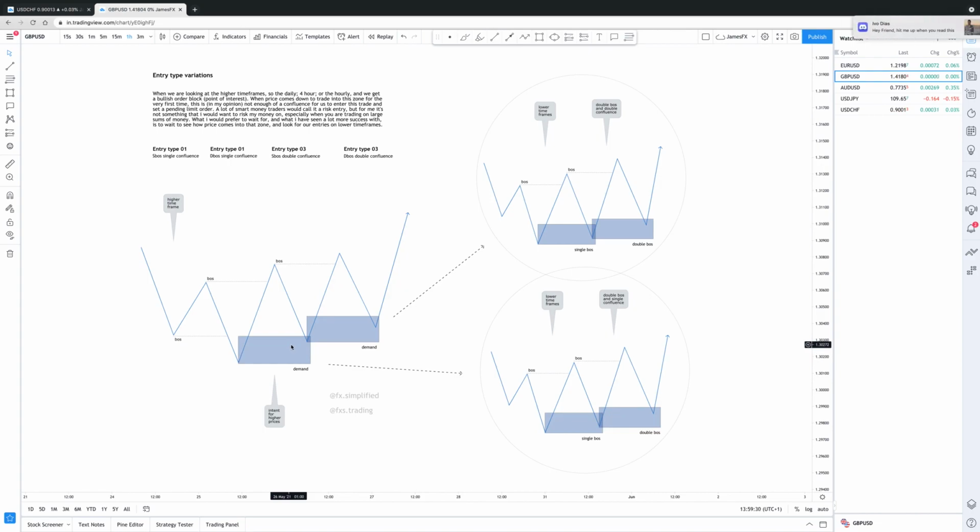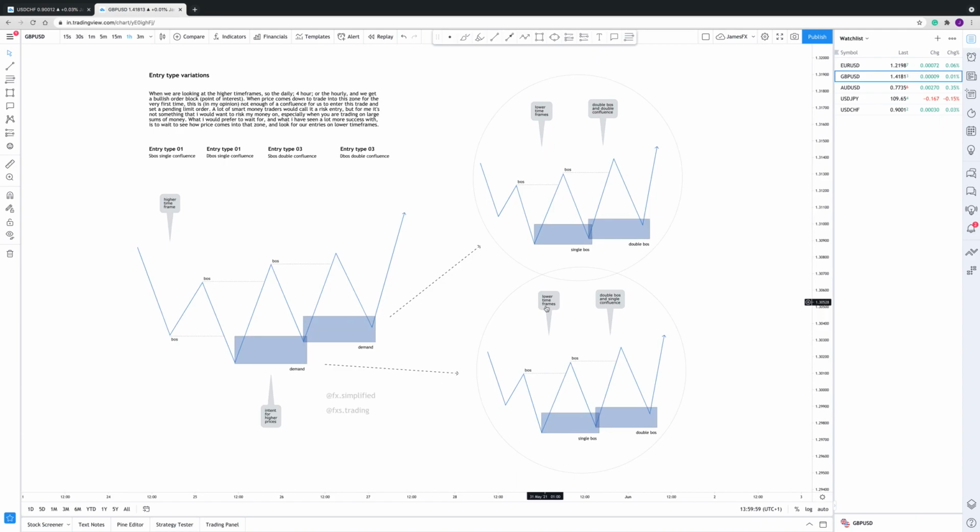So if we get into the different types of entries, you can see once we broke structure here, we have this as our first demand level. Okay, so we're looking for longs within this demand level here. Now this on a lower time frame would look something like this. So this is going to be our lower time frame. For me, I execute trades on a 1-minute time frame, and sometimes I go down to the 30-second, but we're going to stick to the 1 minute.